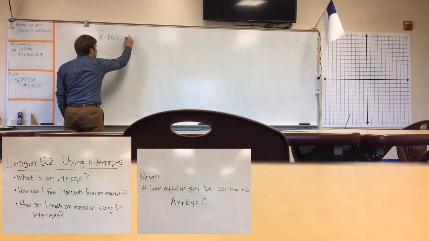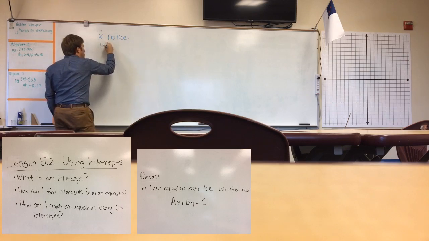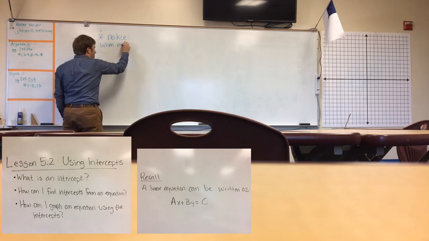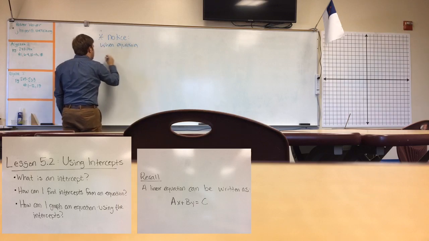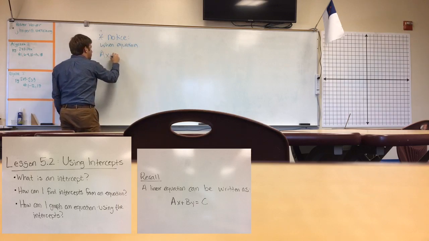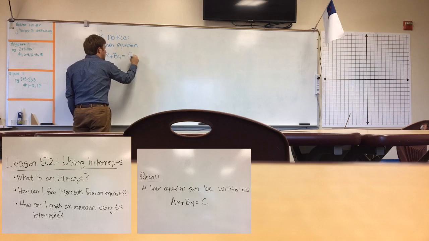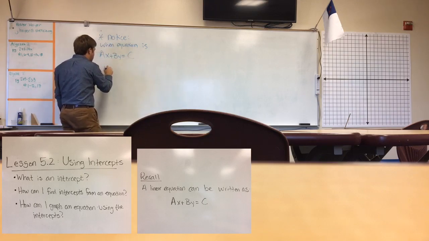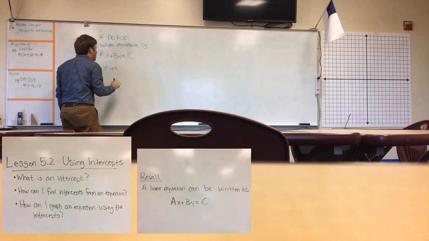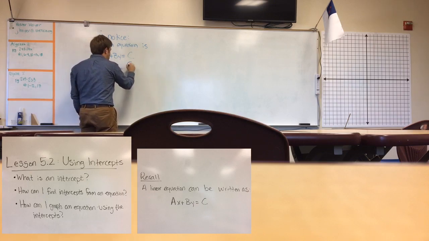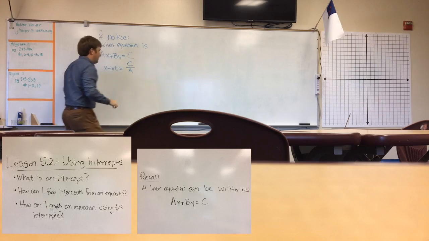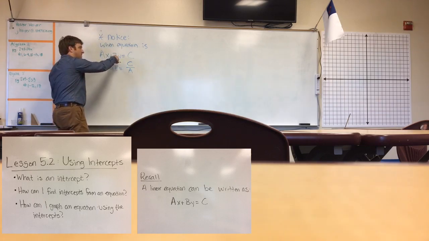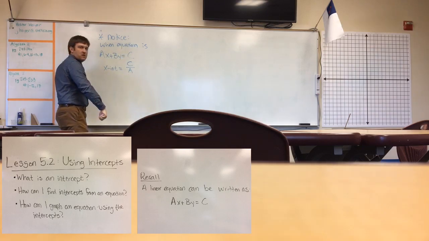Notice when the equation is in the form ax plus by equals c, the x-intercept becomes c over a. Because we plug in 0 for y, this goes away. I'm left with ax equals c. I divide both sides by a, x equals c over a.